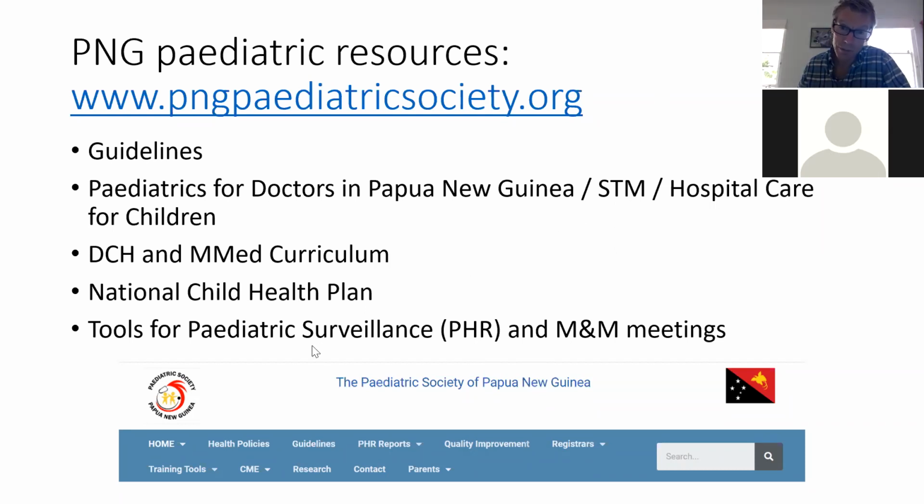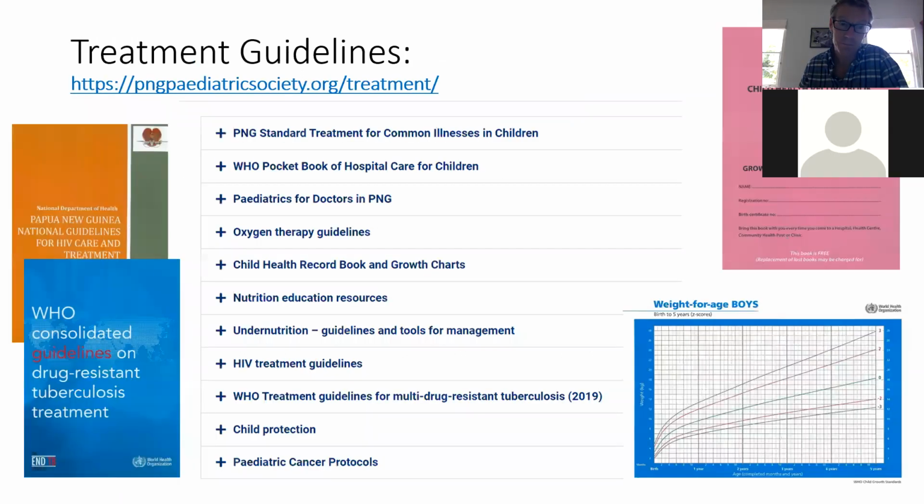Then on the website, we've got tools for pediatric surveillance, the pediatric hospital reporting system, and tools on how to run M&M meetings. As I said, I'll talk a bit about this later, but I feel that we learn a lot by well-conducted morbidity and mortality meetings. Right. So these are the guidelines that are on the Paediatric Society website.